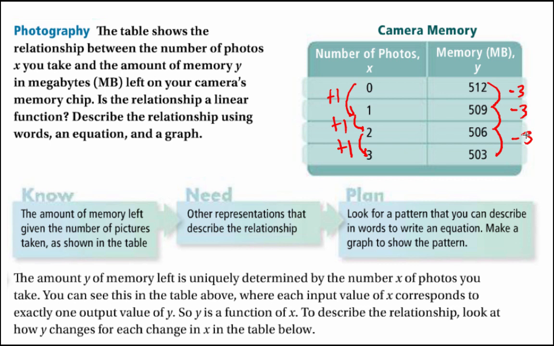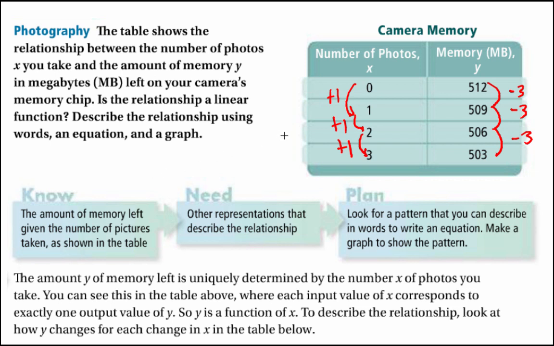Very soon we're going to discuss this as what's called a rate of change. How is x changing related to y? All right, so there are our observations in the data. What we know is the amount of memory left given the number of pictures taken, shown in this table. What we need is other representations that describe the relationship.